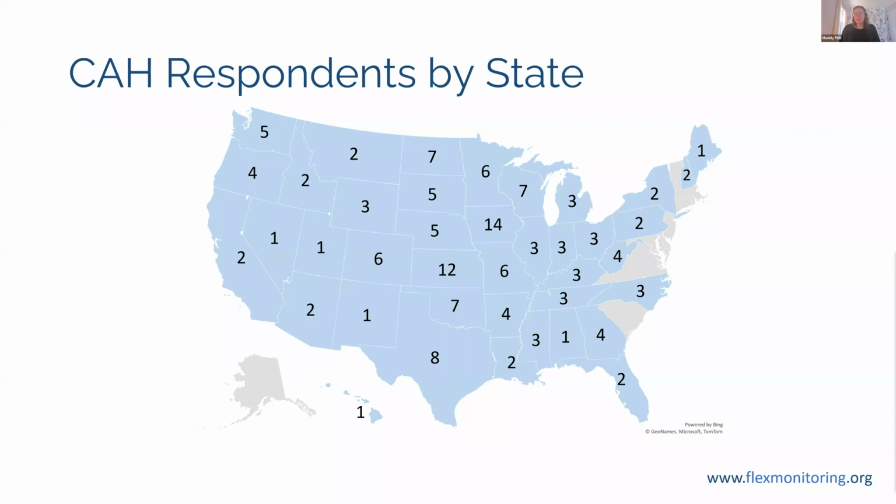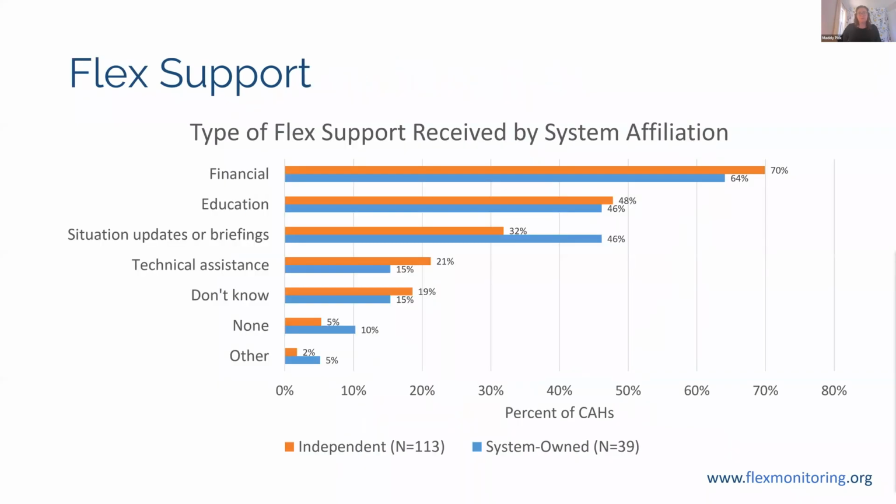So I am going to turn it over to Megan to talk about some of our results that we found. Great, thanks, Maddie. So first, we're going to go through a series of graphs. And again, we invite you to jump in and ask questions or make comments when we start asking questions of all of you. So this first graph we're showing talks about the type of flex support received by the hospitals.